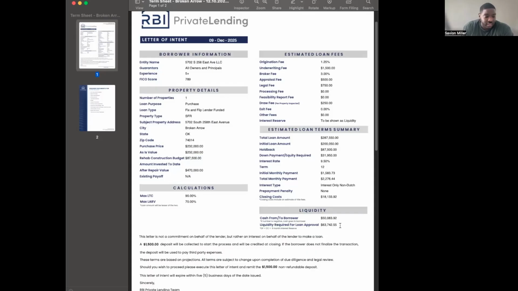If you have a business account that has 65 grand in it, you're good to go. This is not what you're spending. You just need to be able to show this in your account. And then this is the cash to close right here. As you can see, this is going to be comprised of your closing cost and your down payment.